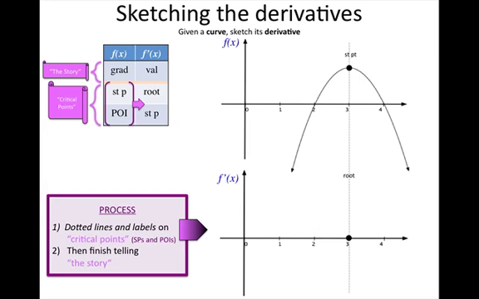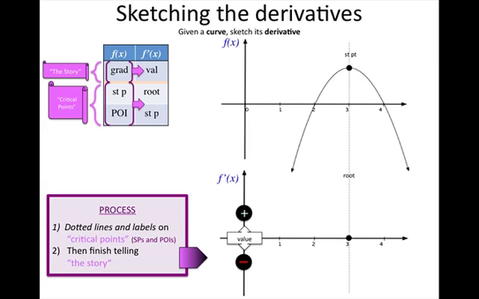Okay, so we're done with the critical points. There's just the one in this case. Now what we do is the second step, which is we finish telling the story. We look at the gradient of the f of x, and that gradient becomes the value of the f dash x, the value being above or below the x-axis. A positive value is above, a negative value is below. And that's how we work. We take the gradient from the f of x, and it becomes the value of the f dash x.